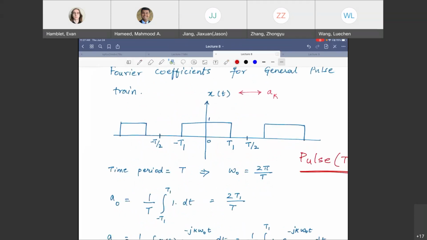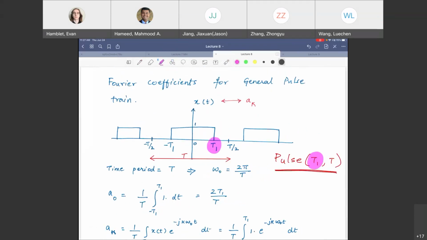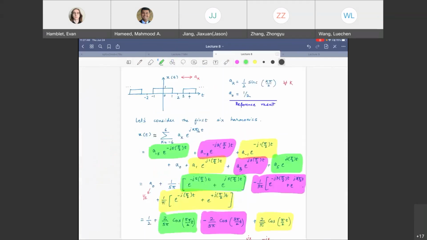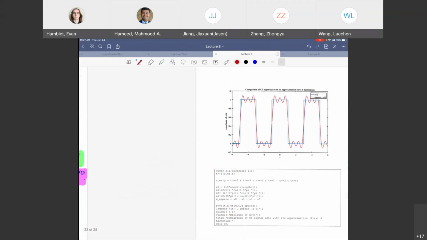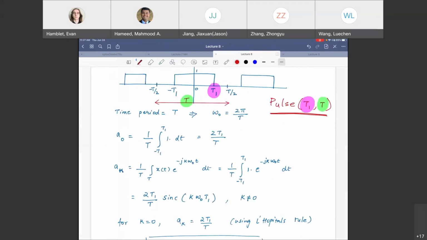So if I sketch it over here, this is going to be T. Right? So this guy is this guy, and this guy is the time period. Now you can say 1.4 or 2.5, whatever values. Earlier, what did we have? T1 comma T. So that's what we are trying to do. We are trying to find the Fourier series coefficients of this generic pulse train. A train of pulses, one after the other, periodic. Pulse, pulse, pulse, a pulse train. That's what we have, a square wave.